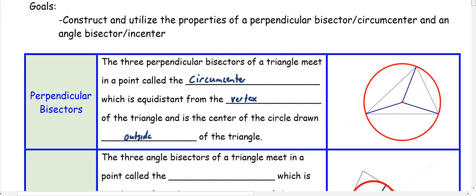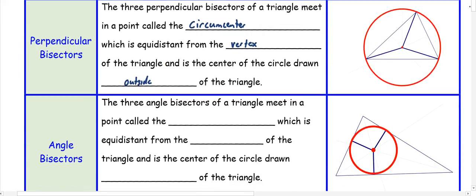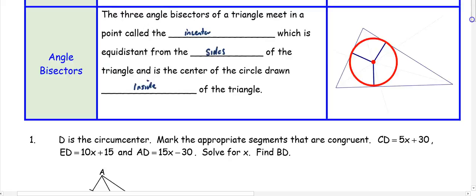triangle. For angle bisectors, the three angle bisectors meet at a point called the incenter, which is equidistant from the sides of the triangle, and as the center of the triangle, the circle is drawn inside. So let's use these ideas of perpendicular bisectors and angle bisectors to solve for some variables.